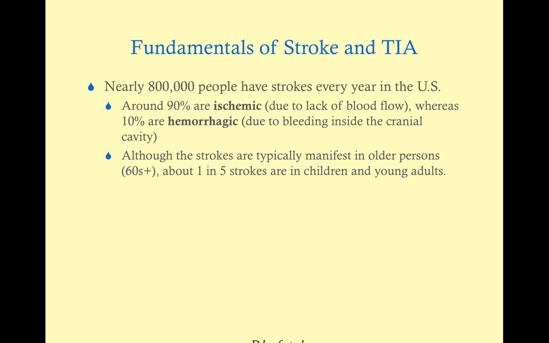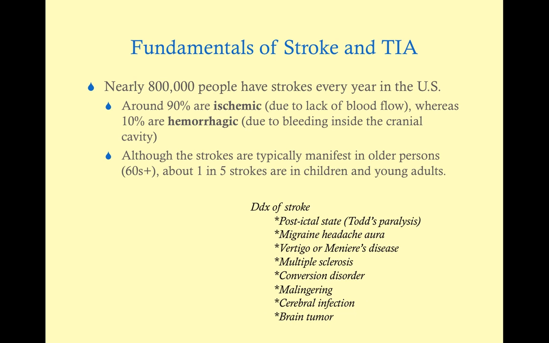Some of the things on the differential diagnosis for stroke include the post-ictal state, which is after a seizure. You can have something called Todd's paralysis, where, for instance, you may not be able to read, you may not be able to see, you may not be able to move a certain limb. That can happen, and so that can be confused with a stroke. The only difference is these are people who've had a seizure.